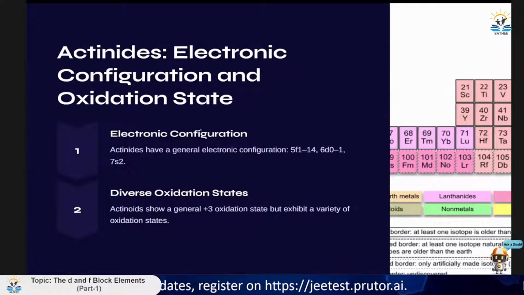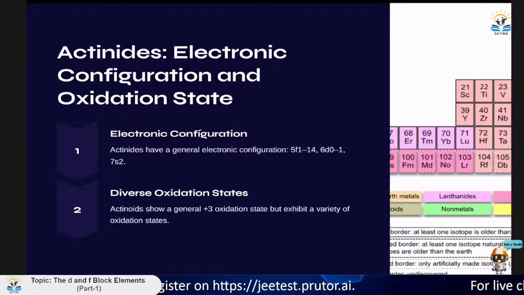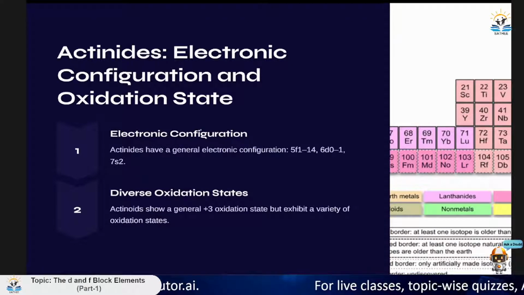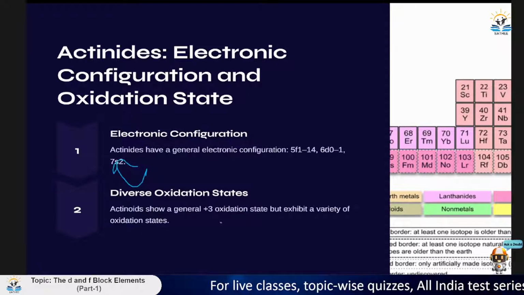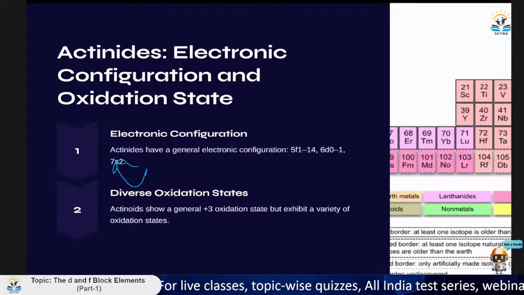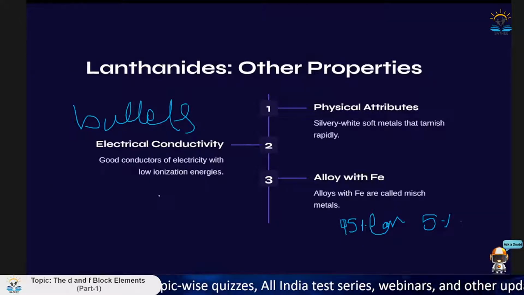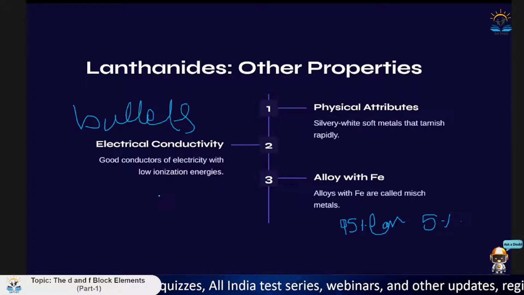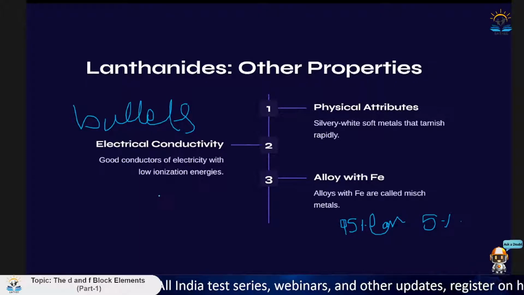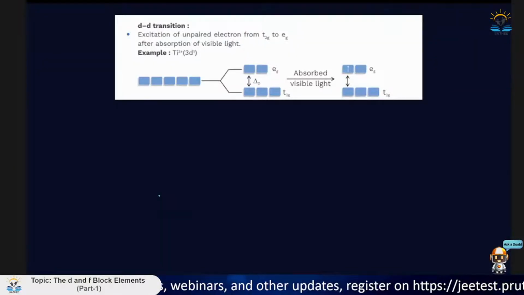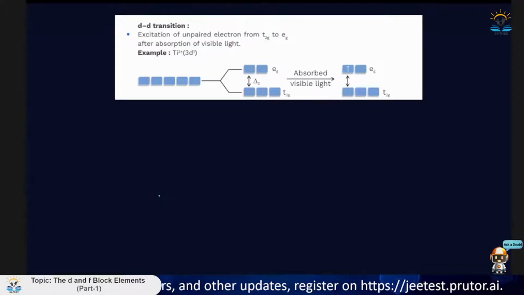Now, again, there is a diverse oxidation state, but comparatively less. And actinoids are the smaller brothers of lanthanoids. They have a general electronic configuration, and you can see we go up to the seventh period, the last period over here. They have a lot of oxidation states, whereas lanthanoids don't have that many different kinds of oxidation states. And remember, these two can show colors, and the reason is the same as we saw in d block elements, that is d-d transition.